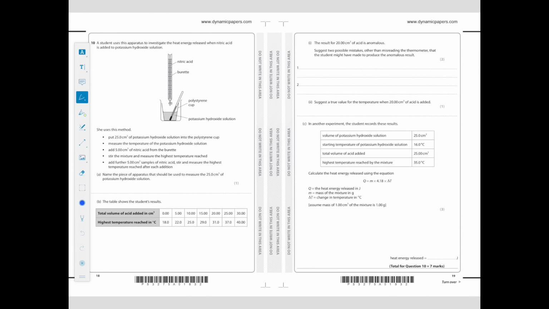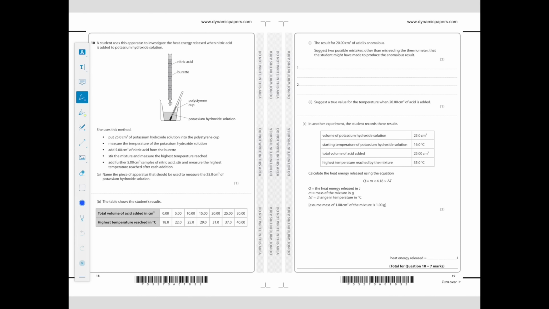A student uses this apparatus to investigate the heat energy released when nitric acid is added to potassium hydroxide solution. So we've got nitric acid inside the burette, which is going to be dripped into the polystyrene cup containing potassium hydroxide. She uses this method. Put 25 centimeters cubed of potassium hydroxide solution into the polystyrene cup. Measure the temperature of the potassium hydroxide solution. Add 5 centimeters cubed of nitric acid from the burette. Stir the mixture and measure the highest temperature reached. Add further 5 centimeters cubed samples of nitric acid. Stir and measure the highest temperature reached after each addition.